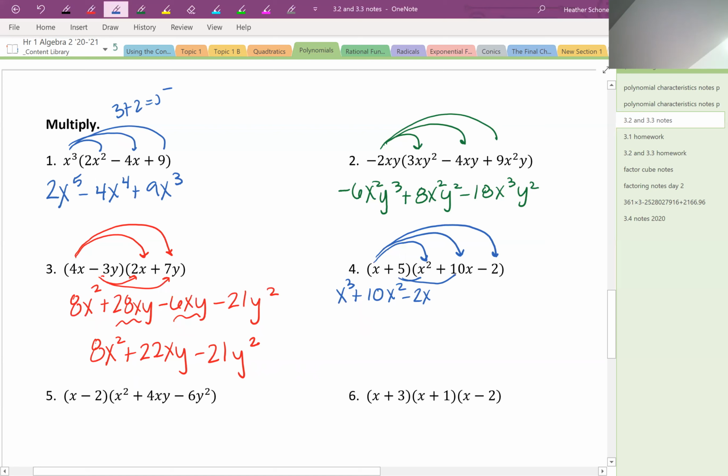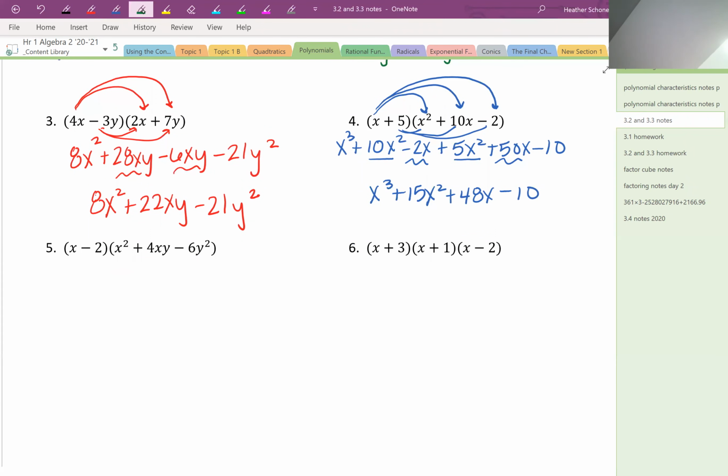Now I have to multiply 5 times everything. So I have plus 5x squared plus 50x and then minus 10. But I'm not done yet. I have to combine like terms and write it in standard order. So the highest one is x cubed. And I have 10x squared and 5x squared, which would be 15x squared. Negative 2x and 50x would be 48x. And then negative 10.